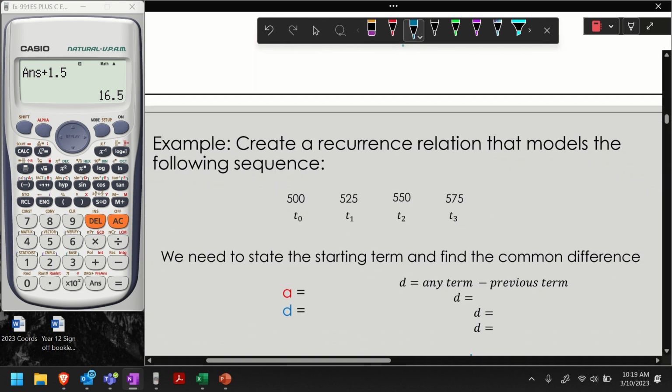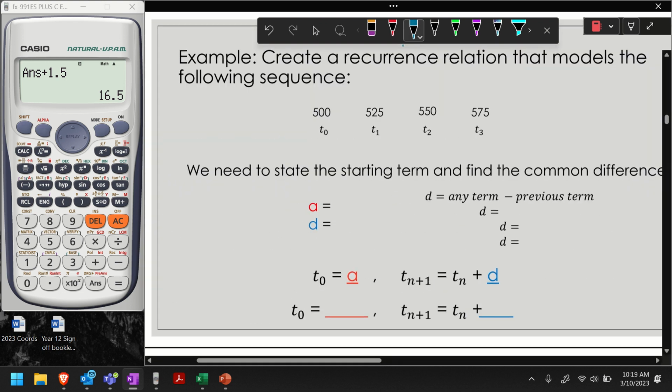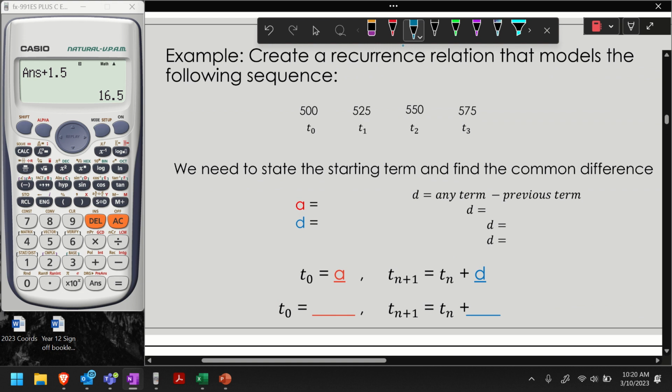So let's practice in making it. So here's a sequence. Okay, how do we then do the recurrence relation? So we need to, actually, let's have a look. I can see it starts at 500. Then it goes to 525, then 550, then 575. So what's the common difference without calculating it? 25. Yeah, D, 25. But let's actually do it properly.